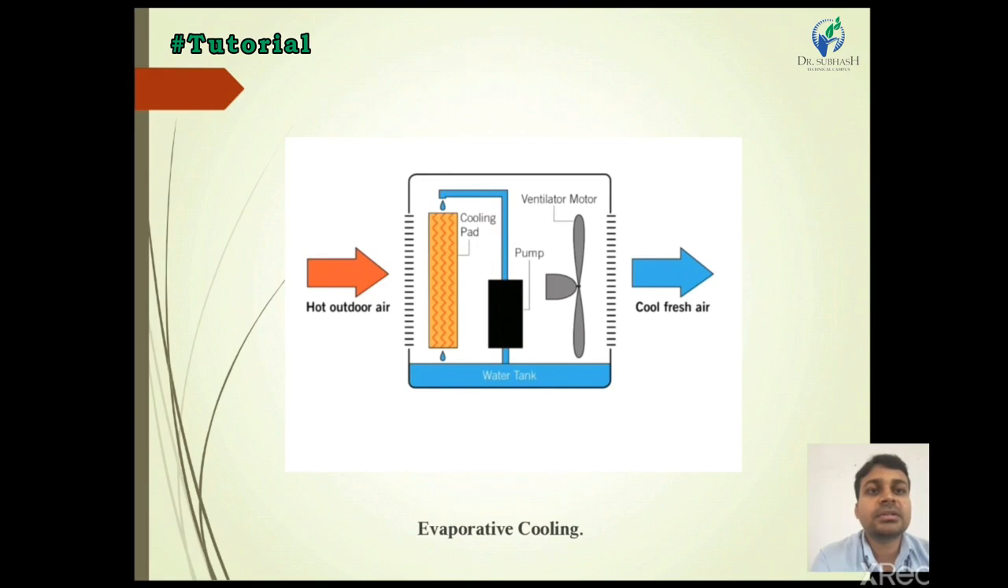The pump transfers water to a cooling pad and hot air passes through the cooling pad. Then the fan blows high velocity air to the outside, and inside the box it creates a low pressure, so the water is evaporated and it cools down. Evaporation means that at a constant temperature the water is vaporized, meaning water is converted from liquid form to vapor form, and it cools down.